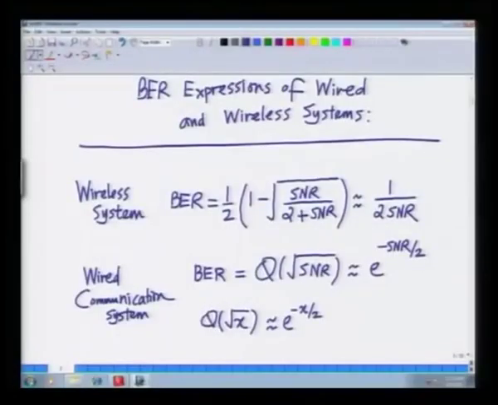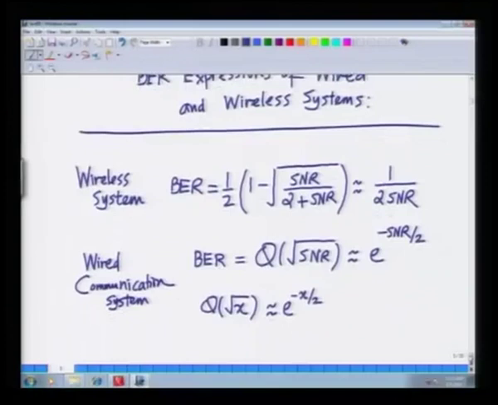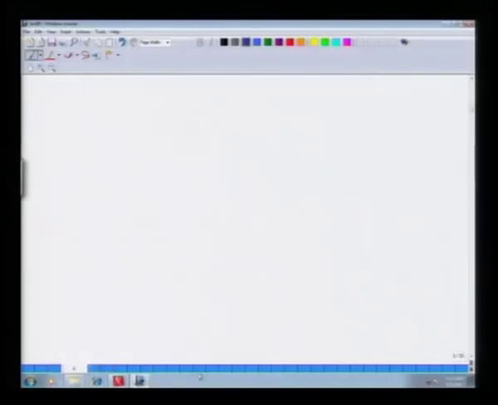All right, let us explore this a little bit more from an intuitive angle. So, let me start with a fresh page. Okay. So, now let us look at a wireless communication system.